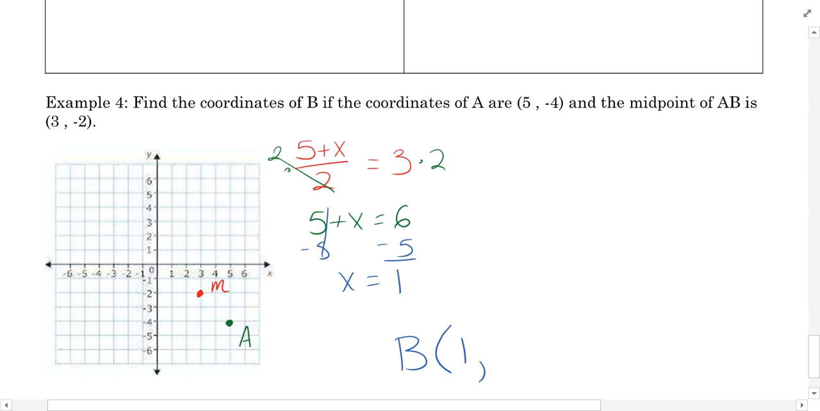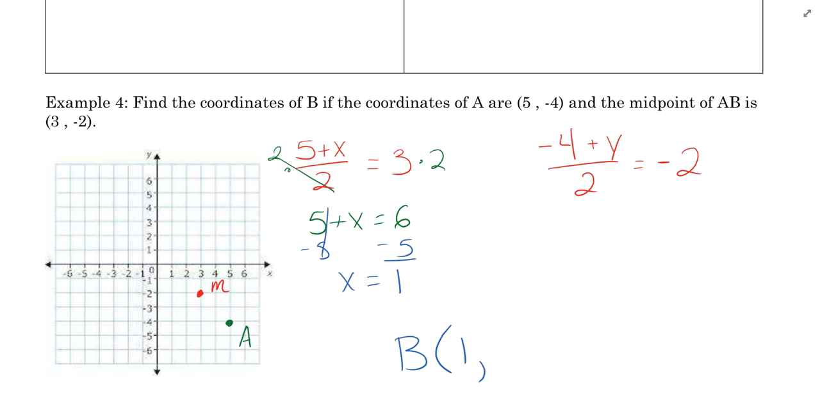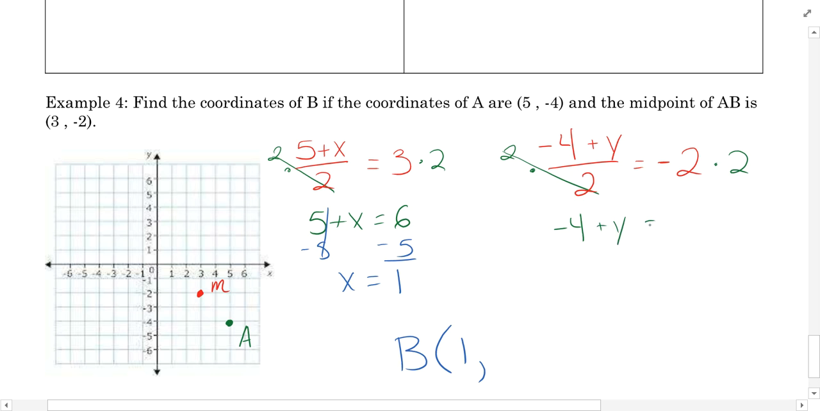Then, to find my y value, I know that I would need to take the y value that I have, add it to another y value, divide by 2, and that will give me the y value in my midpoint. So just as I did with the x value, I'm going to multiply both sides by 2, and that gives me -4 plus y equals -2.